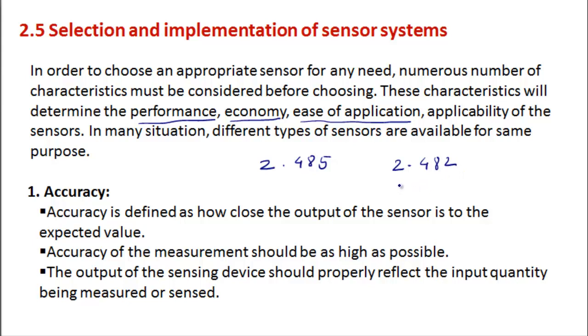But if you are using a sensor which is giving you a reading of 2.471, then you will say that the accuracy is not that much. Even though you can say that it is accurate up to the first decimal point, still the accuracy relative to this value is poor. So accuracy is defined as how close the output of the sensor is to the expected value. Generally we all want the accuracy to be high.